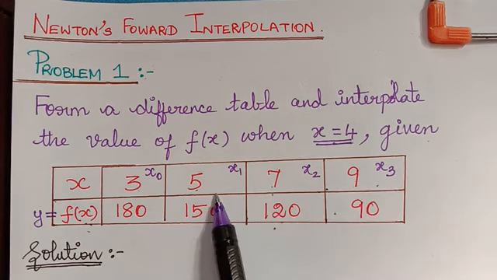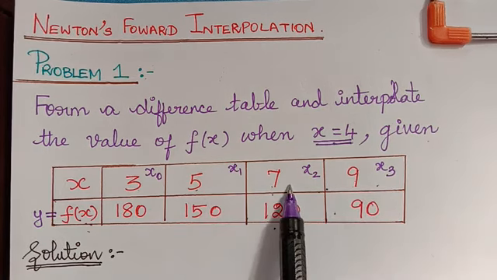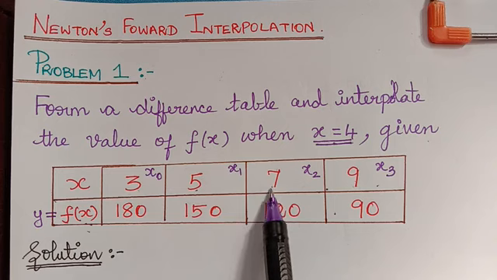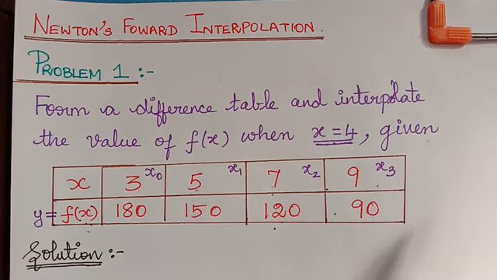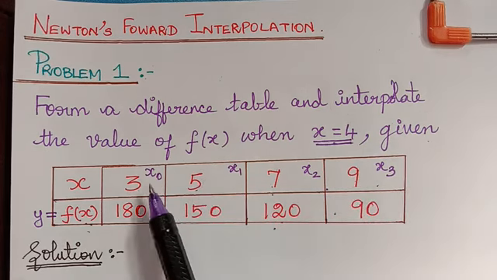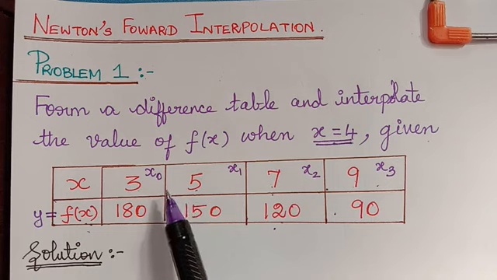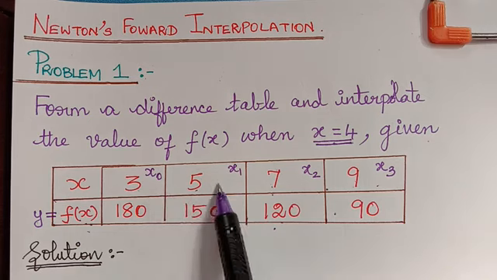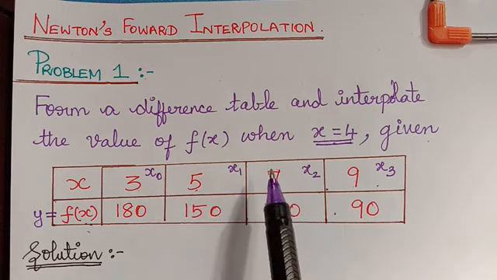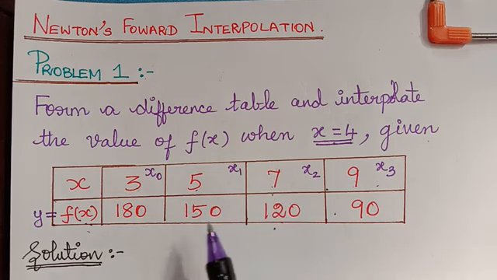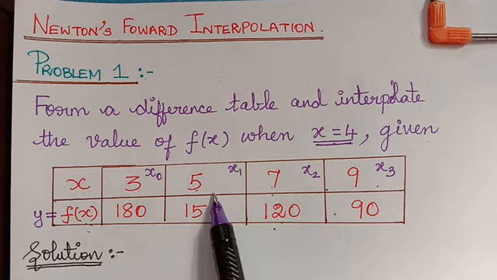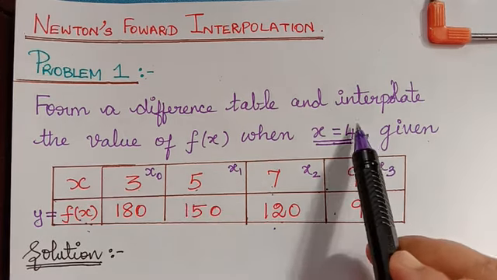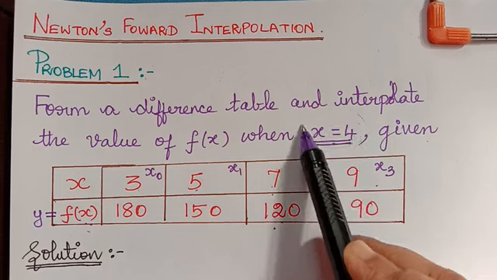So therefore this comes under equal intervals. And for equal intervals we know that we have to use either Newton's forward or backward. If it was an unequal interval, then we have to use Lagrange's method. So now we have identified that we have to use Newton's forward or backward interpolation formula. But out of these two, which one has to be used? That we have to identify by checking the value which has to be interpolated.